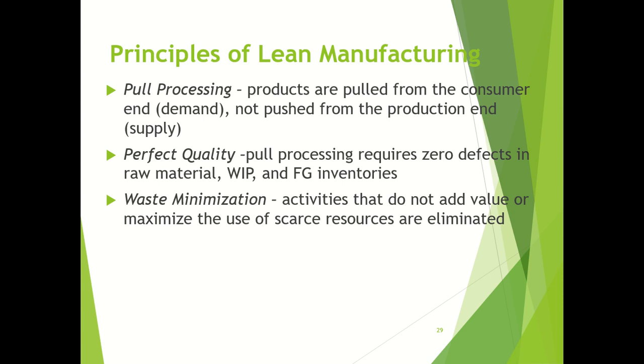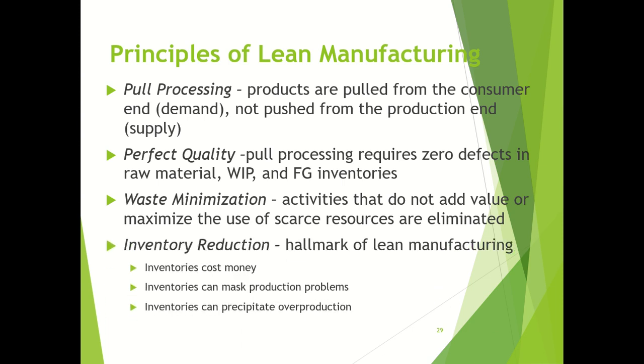So another principle is inventory reduction. It was mentioned earlier in pull processing that we want to have inventories that are only enough. We reduce it because it's the hallmark of lean manufacturing. Inventory costs money. If the inventory is just right, we will not have storage costs. Thus, we will reduce the amount of storage and carrying costs. Inventory can mask production problems.